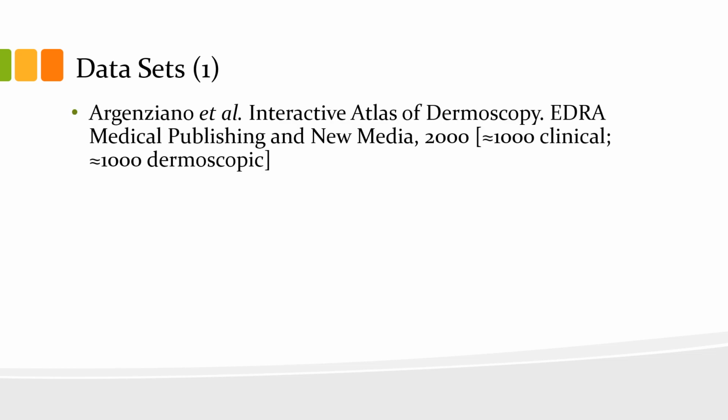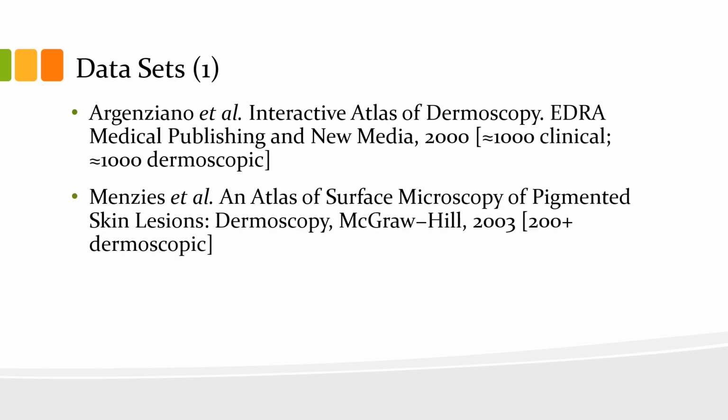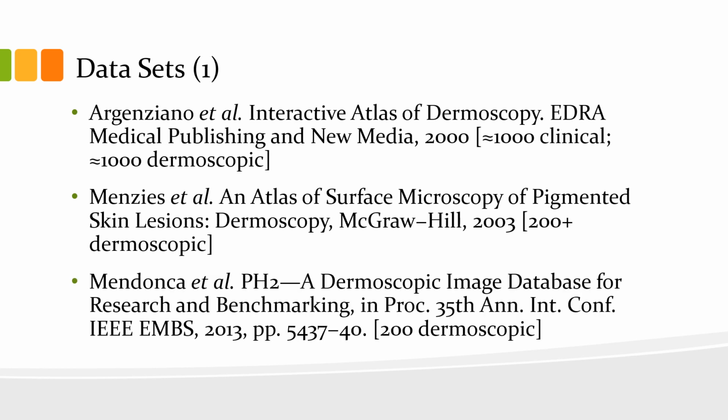So let's talk about datasets. The first set of datasets are the historical ones. The EDRA Atlas, with about 1,000 images of each type, was a very important resource in the early days of dermoscopy image analysis. The Menzies Atlas was a little less known than EDRA, but it also had some images, about 200. And the PH2 database also had 200 images, but it had better ground truth compared to some of the other databases of the time.